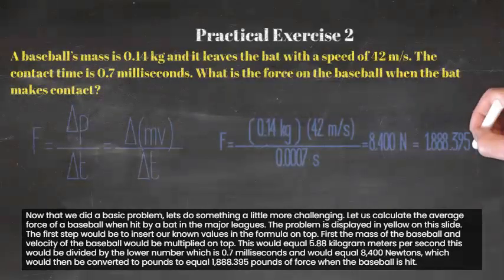This would be divided by the lower number, which is 0.7 milliseconds, and would equal 8,400 newtons, which would then be converted to pounds to equal 1,888.395 pounds of force when the baseball is hit.